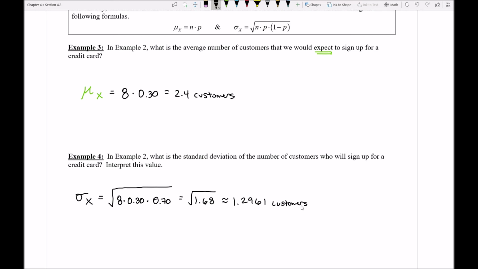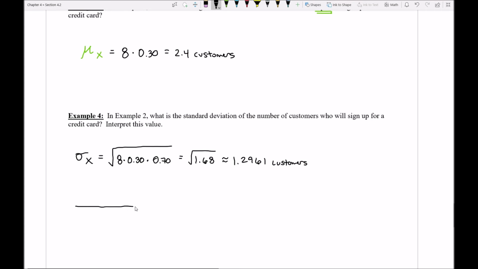And again, we should be able to interpret this value. Remember, what we're seeing here is that we have our average of 2.4 in the middle, and then our standard deviation is how much we should expect is pretty common to go above or below average. And so it's pretty typical for the number of customers that sign up for cards to be somewhere within this range.